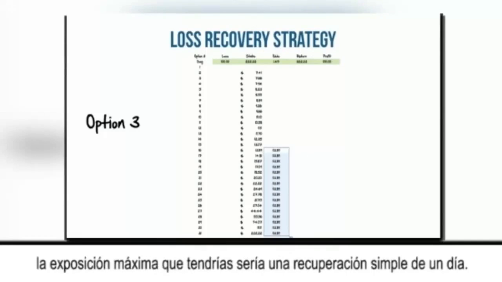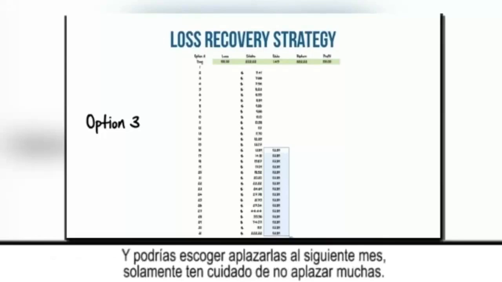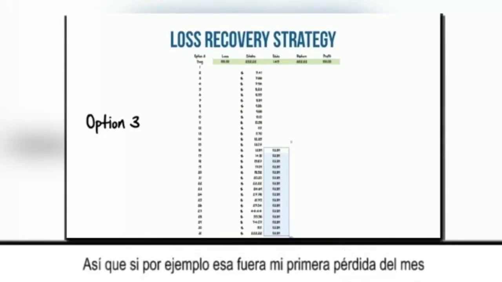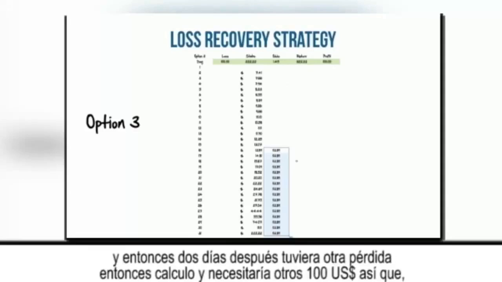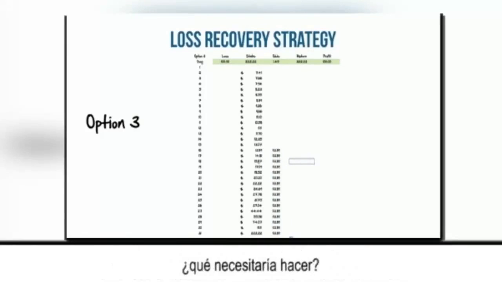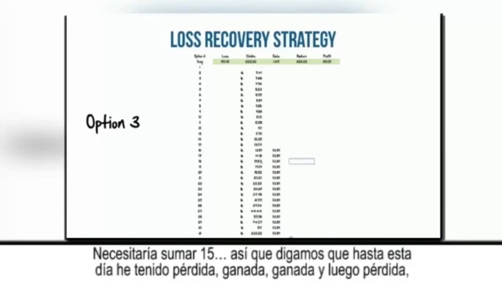The maximum exposure you have would be a simple 1-day recovery, and you may choose to push it out to the following month. Just be careful not to push too many out. So if, for example, that was my first loss of the month, and then 2 days later I had another loss, I would calculate that I needed to do another 100. So what would I need to do? I would need to add 15.